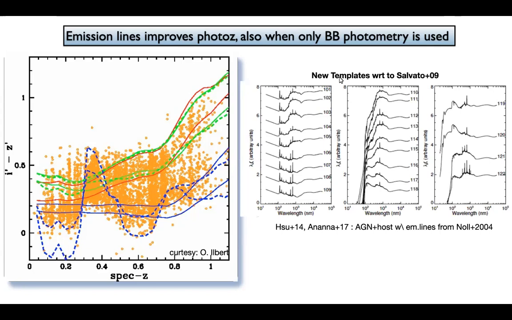Now, in the templates that we were using in Salvato 09 and 11, the host was coming from the Polletta templates. And if you're looking at the Polletta templates for normal galaxies, a lot of the emission lines have been cut and only the continuum kept, while the new library that we have created with Li-Ting Su and Tony Manana takes the hosts with emission lines from a data set of Noll et al. 2004. And that's why you see in my hybrids a lot of the emission lines in addition to the AGN component.